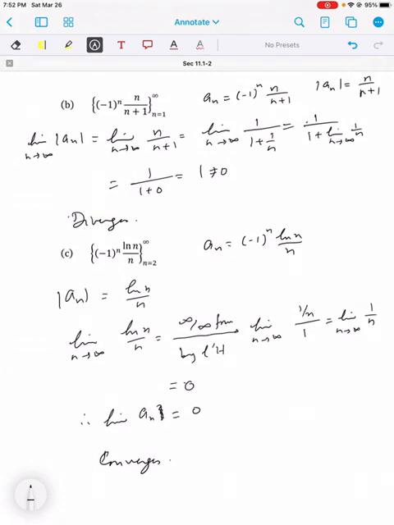Okay, so this is how we look at how the sequences converge. So we looked at different types of sequences. So let's see what we will look at next.